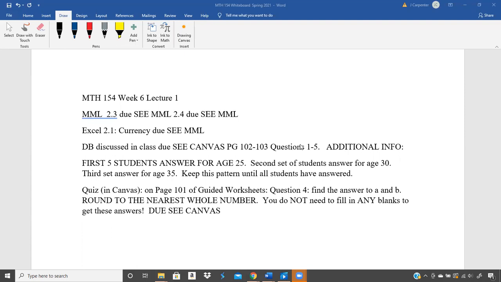And the way that we're going to do this is we're going to cycle through ages. It's a table of information for various ages, 25, 30, 35, 40. So we're just going to have the first 5 students answer for age 25. Again, 1 question each. And then students 6 through 10 come in and answer for age 30. Then students 11 through 15 answer for age 35, etc.